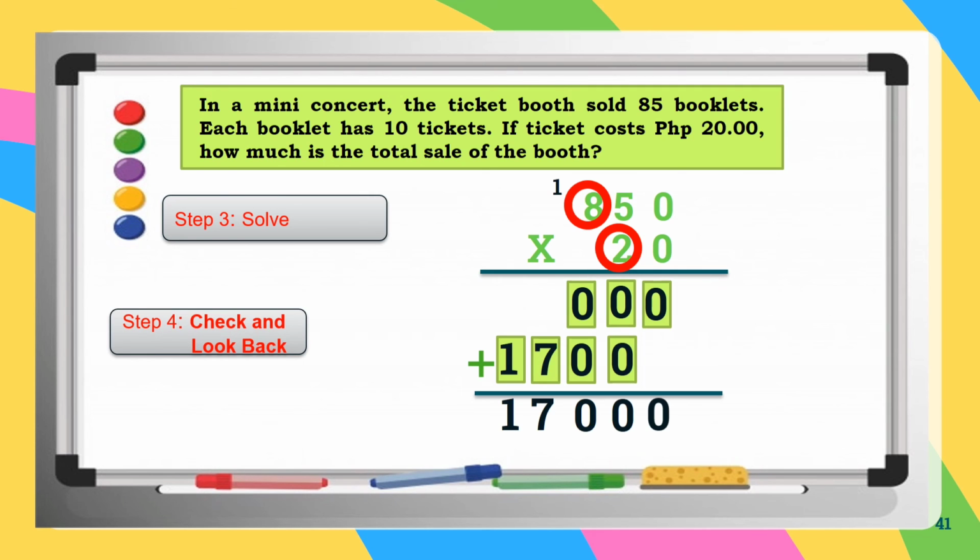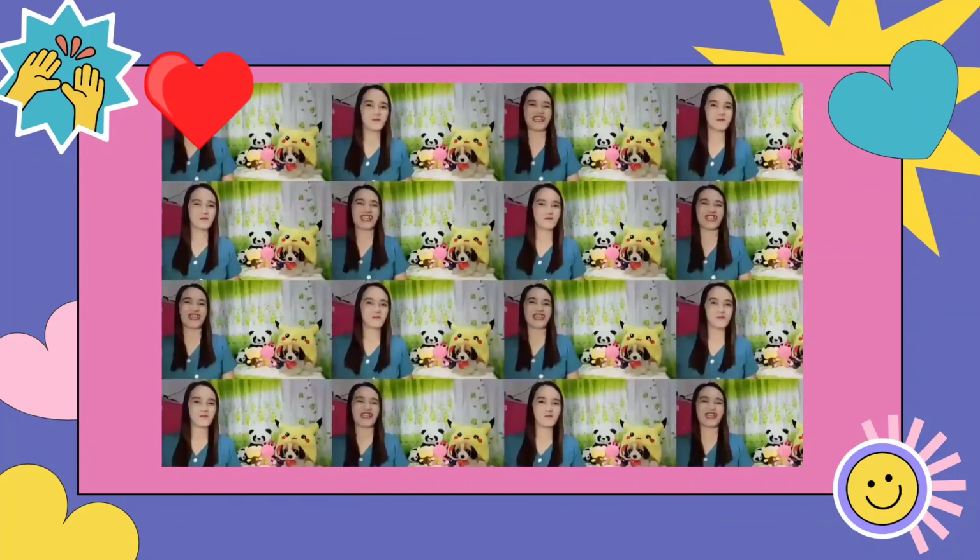Step 4 is to check and look back. The total sales of the ticket booth is 17,000. Now you know how to solve word problems involving multiplication of whole numbers, including money, using appropriate strategies and tools. Always remember that you can always watch again this video for the enhancement of your learning.